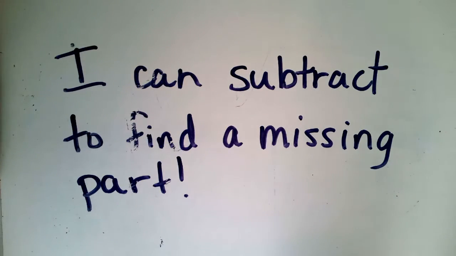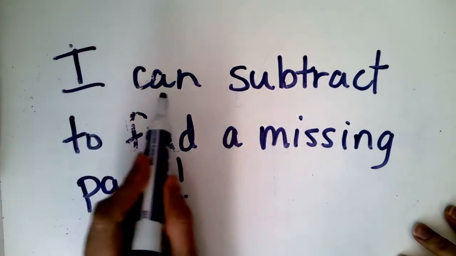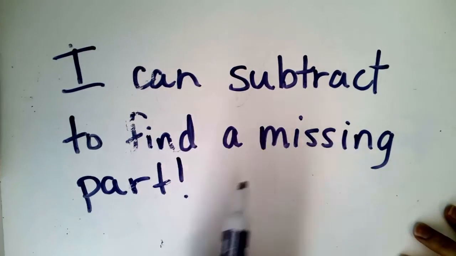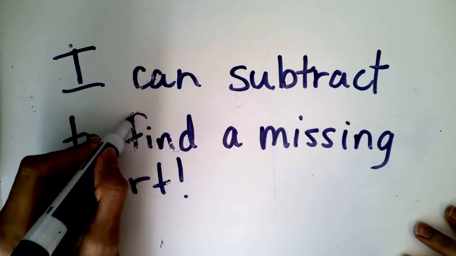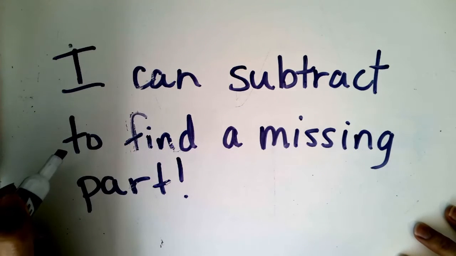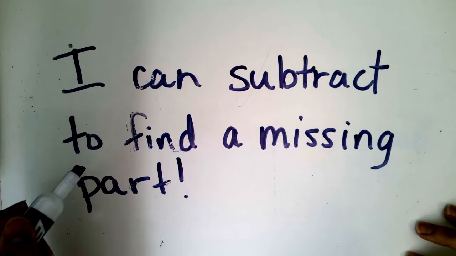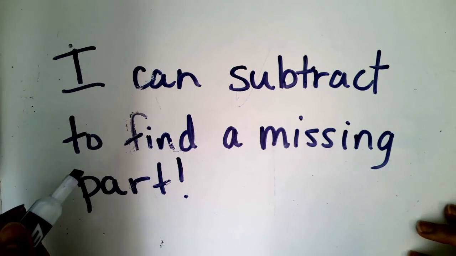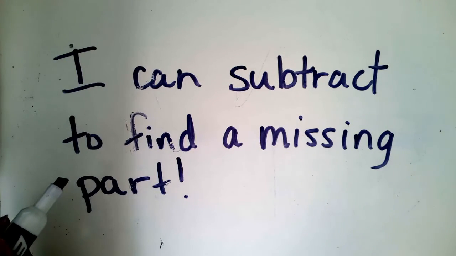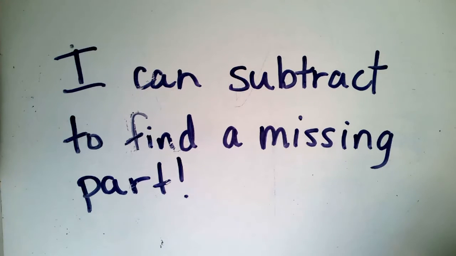Today, our I can statement that I partially erased, says, I can subtract to find a missing part. Now, we have talked about these story problems that have missing parts in them, where maybe some more come or some more go, or they might use terms like the rest. And we need to find out that missing part. So today we're going to continue practicing using subtraction to find the missing part. Okay? I'm going to erase my I can statement. You can get your whiteboard and marker to follow along with me.